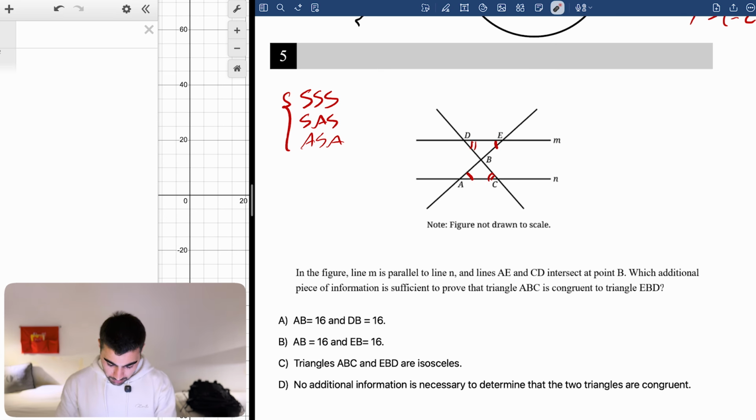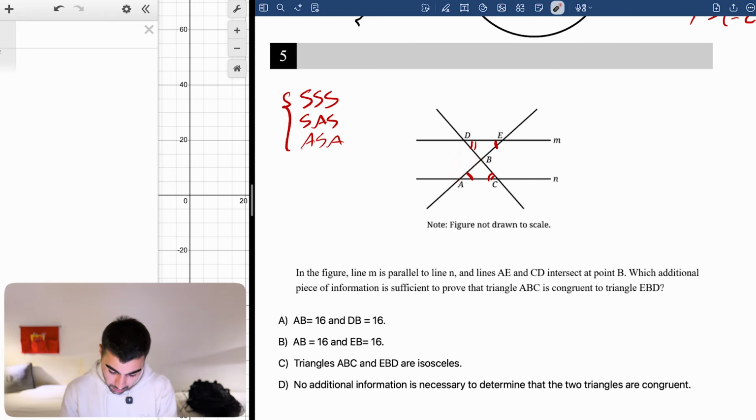Now checking the choices, AB equals 16. So let's say AB is 16 and DB is equal to 16. DB is also equal to 16. So that means we can have two angles and this side. So angle, side, angle, it might be congruent, right? But what they're tricking on is basically you have to check if this side is proportional with this side. Like, are these two sides the proportional sides? Because yeah, this is 16.